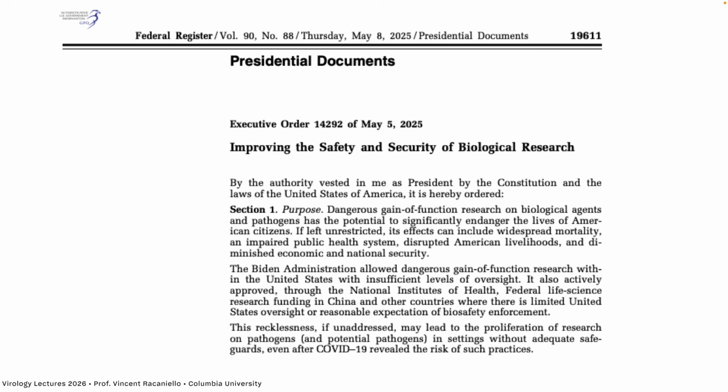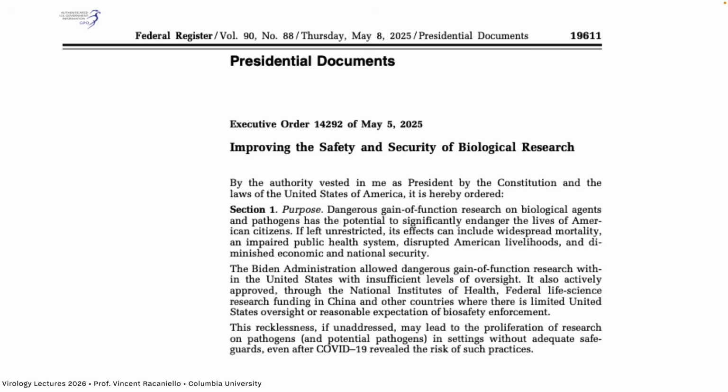So this is a long document that says, dangerous gain of function research on biological agents. If you talk to a politician now, every one of them will say gain of function is bad. That's what it means to them. They don't understand that it's more than that. But now it's got a bad rap. "Has the potential to significantly endanger the lives of Americans. If left unrestricted, its effects can include widespread mortality, impaired public health system, et cetera, et cetera." This has never happened, by the way, right? I just want to say that. It's never happened. But I agree that we should regulate it, but not to the extent that this document does.